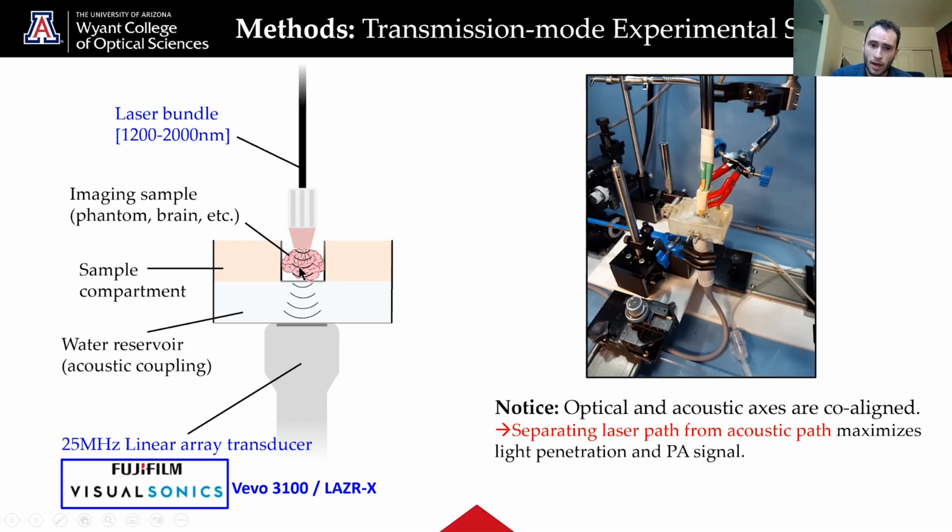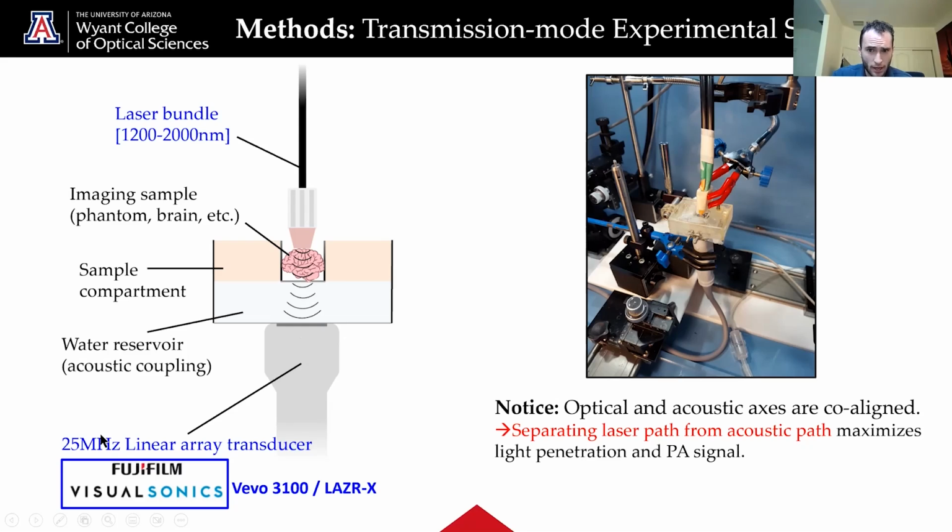While the optical path length is through air, we have some contact with the sample and a thin, I believe this is saran wrap or some plastic wrap, with a little bit of water coupling here. And there's a water reservoir in contact with an ultrasound transducer on the bottom. So this allows for acoustic coupling below the sample and optical illumination of the top of the sample.